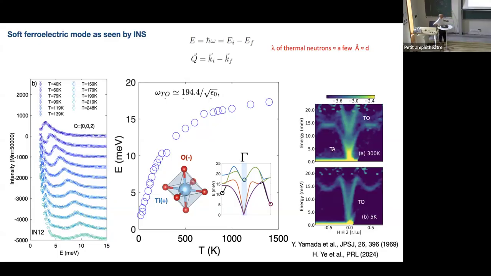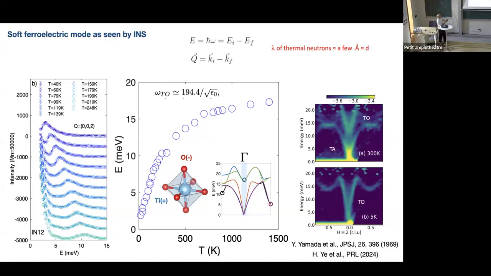What we do in this type of measurement, for example, is we go at gamma, we do an energy scan, and we count the number of neutrons. So this is what you have here. You have intensity versus energy for temperature ranging from 250 to 40 Kelvin. And from that, you can extract an energy position. And this is what I show here.